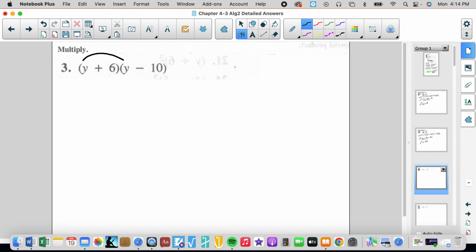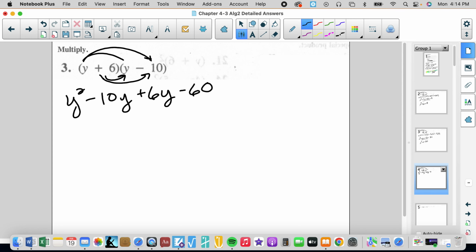Now we can do this. We go y times y is y squared. Y times negative 10 is negative 10y. Positive 6 times y is 6y. Positive 6 times negative 10 is negative 60. And then inside and outside are going to be like terms, and you get that. So that would be the next level that you go to.